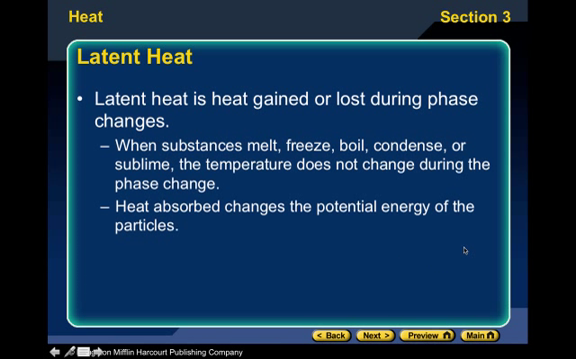Latent heat is heat gained or lost during a phase change. I'm pretty sure in honors chemistry we did this. When substances melt, freeze, boil, condense, or sublime, the temperature does not change during the phase change. You're still pumping energy into it, and it's all going to change the state of the molecules. Once they are all in the same phase, the extra energy getting pumped in is going to change the temperature. So you have a graph that looks kind of like this.